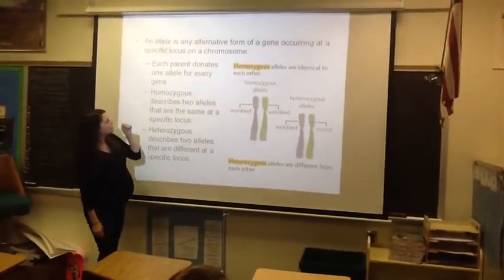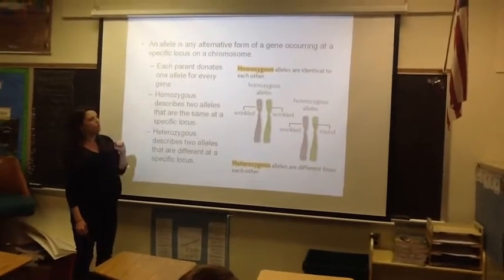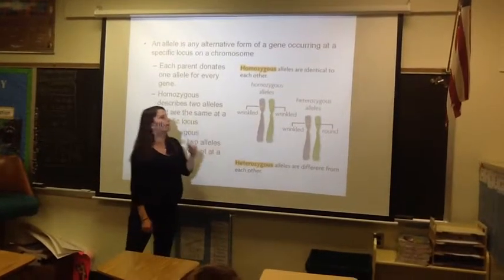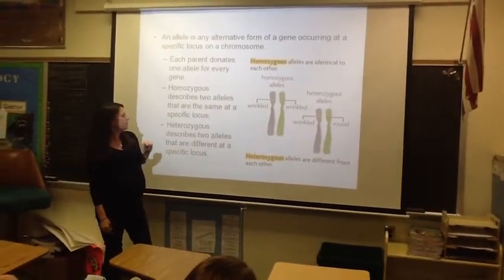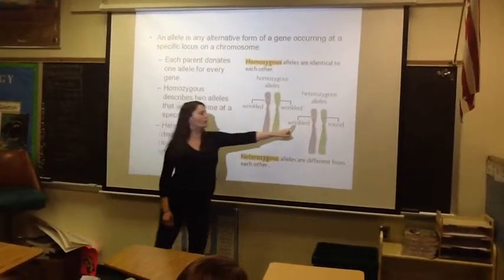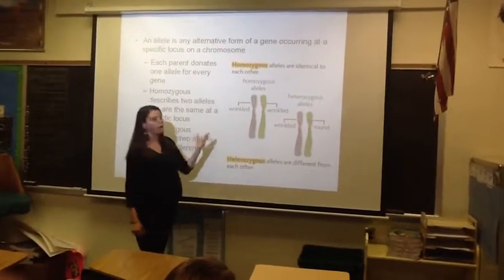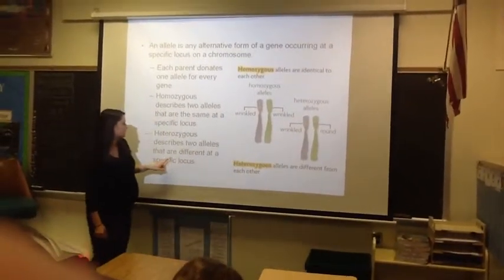Then there are some other key vocabulary terms that you're going to need to be aware of. There's homozygous, which means the same, homo meaning same, wrinkled and wrinkled. That's the same allele at the same location on a chromosome or locus. And heterozygous, which means different. Here you have a wrinkled allele and a round allele. And they are both found at the same location on a chromosome, which is known as a specific locus.